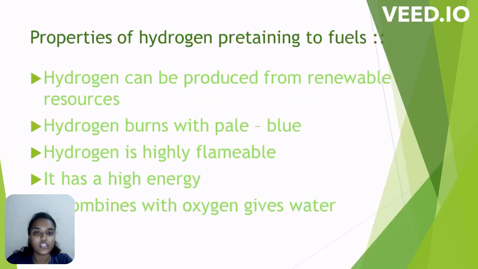Now let us see the properties of hydrogen pertaining to fuels. Hydrogen can be produced from renewable resources. Hydrogen burns with pale blue color. Hydrogen is highly flammable. It has a high energy. It combines with oxygen, gives water.